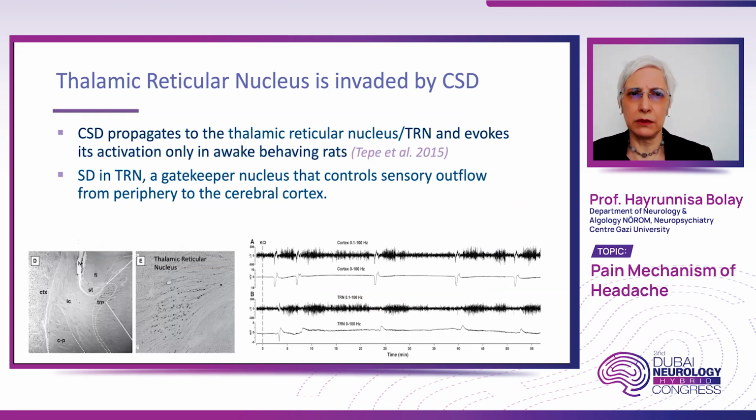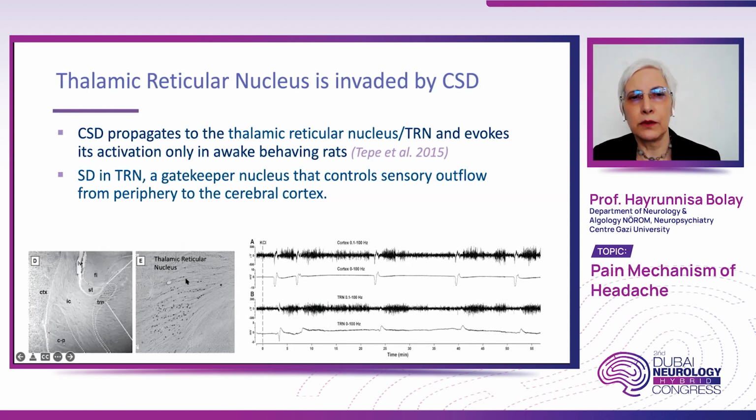Six years ago, we published that the thalamic reticular nucleus is involved by CSD. And this involvement occurred only if the experiments were conducted in awake animals. It was very susceptible to the anesthetics. So you can see the CSD waves in the cortex, and you can see what we recorded from the thalamic reticular nuclei, and they can easily propagate, and you can see the activation of cells in the thalamic reticular nucleus.